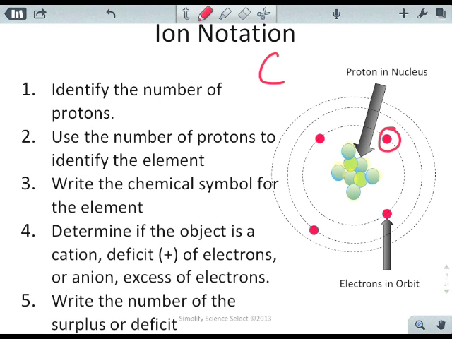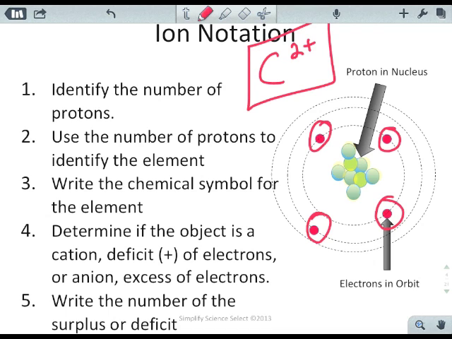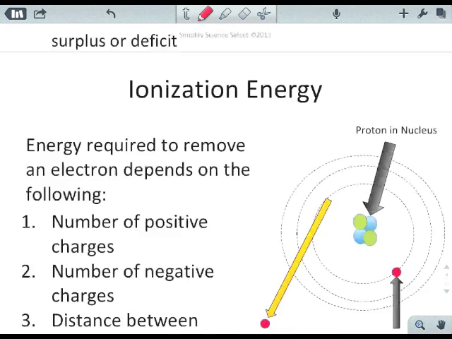We have 1, 2, 3, 4. So we only have 4 electrons. If we think about it, we have more protons than we do electrons. We actually have 2 more protons than we do electrons. So what we would get is we would write a 2 plus. So this would be carbon 2 plus, and this would be our ion notation.